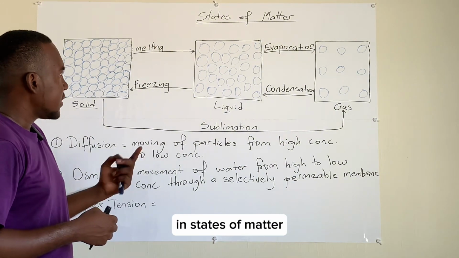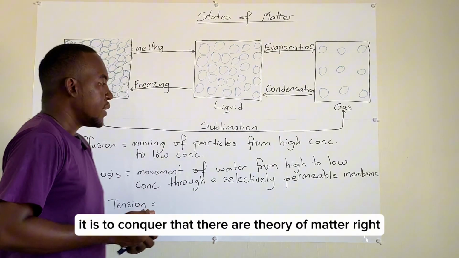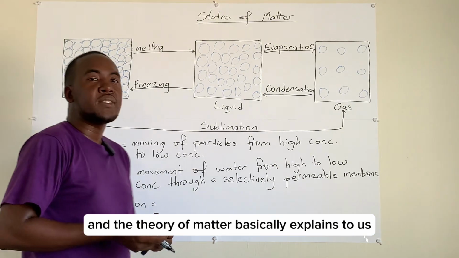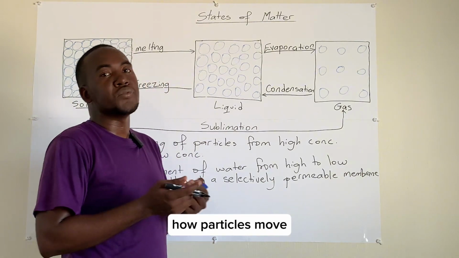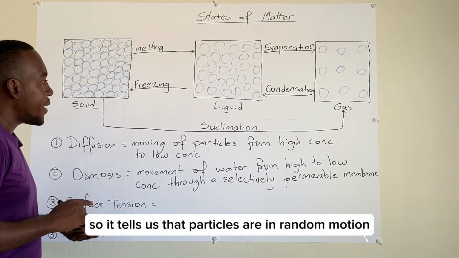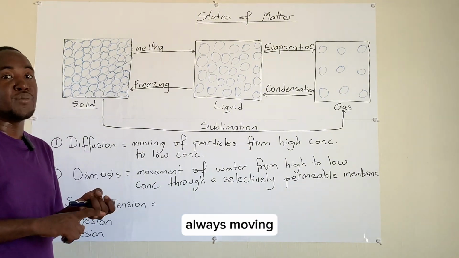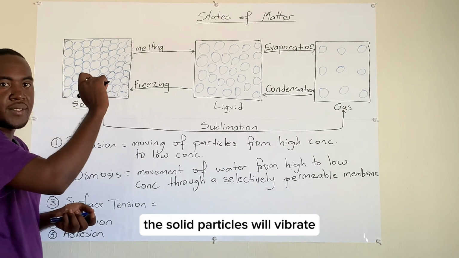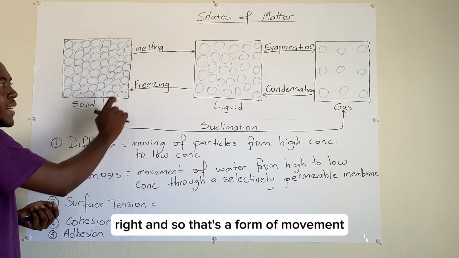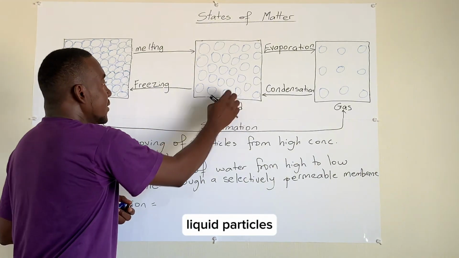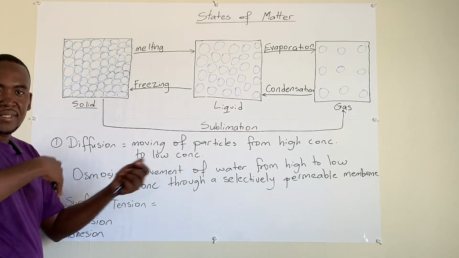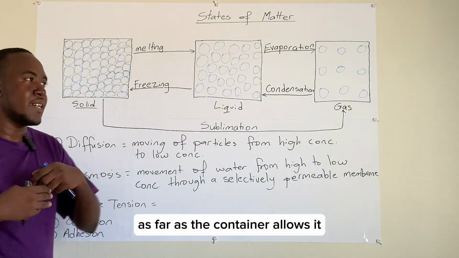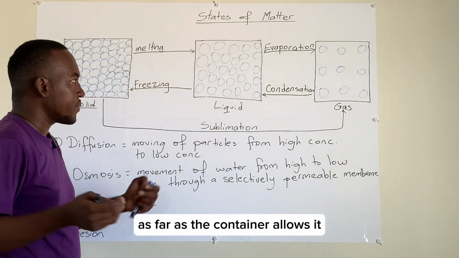Now, finally, in states of matter, it is important to know that there is a theory of matter, right? And the theory of matter basically explains to us how particles move. So it tells us that particles are in random motion, always moving. So even if it's a solid, the solid particles will vibrate, right? And so that's a form of movement. Liquid particles will slide over each other. And then for gas, they'll move in a haphazard manner as far as the container allows it, right?